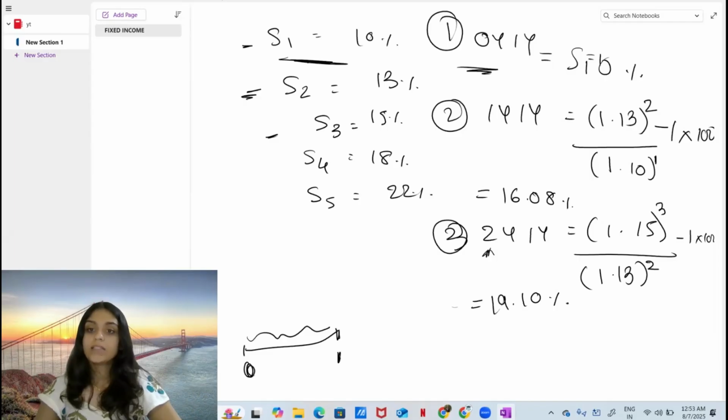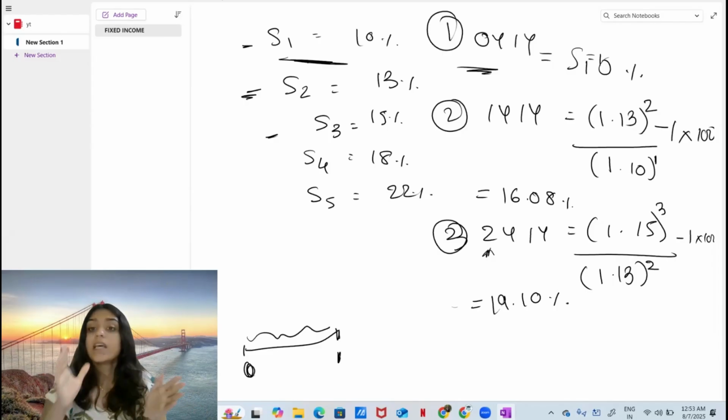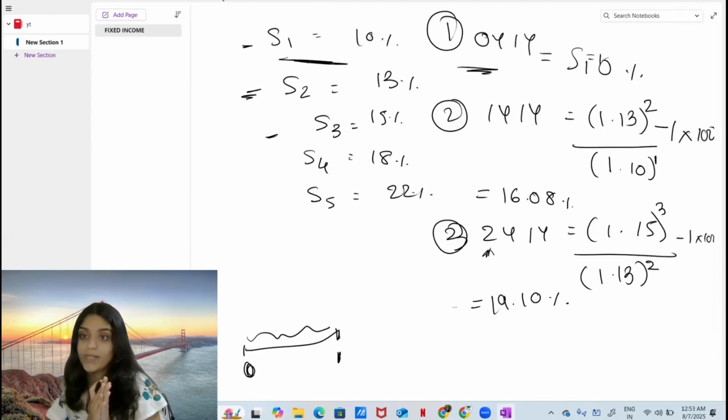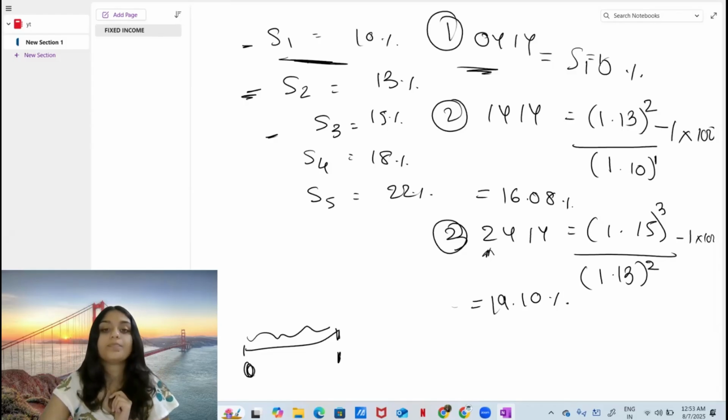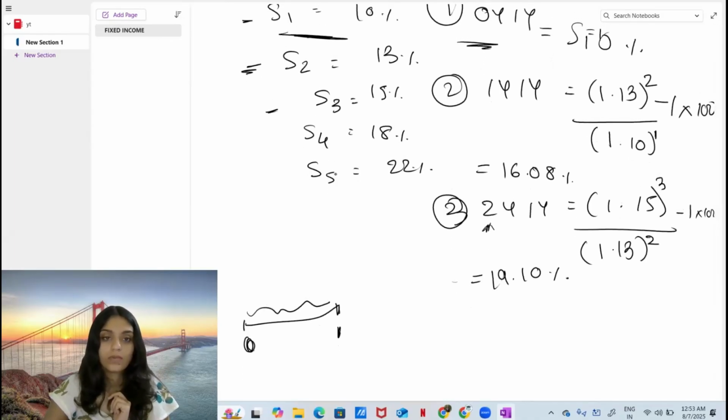19.10% means after 0 years to 1 year, your forward rate is 10%. After 1 year to 1 year, your forward rate is 16.08. After 2 years to 1 year, your forward rate will be 19.10%. Correct?